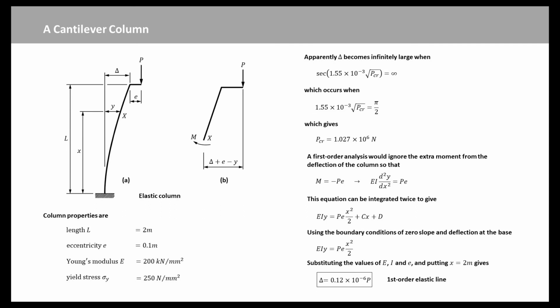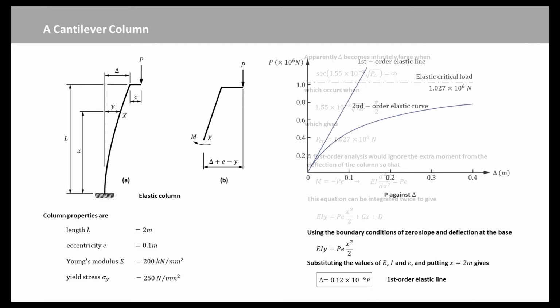Substituting the values of capital E, I, and E, and putting x equal to 2 meter gives the deflection at the top of the column as delta equal to 0.12 times 10 power minus 6 P, which is a linear relation between load and deflection. This is also plotted in this figure.